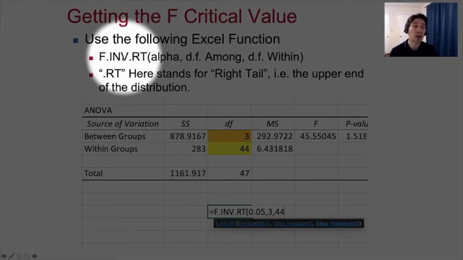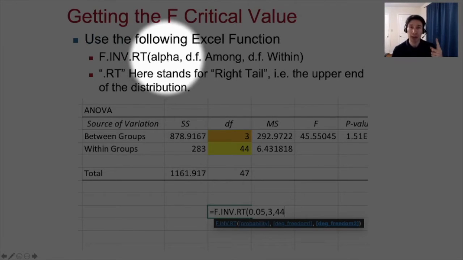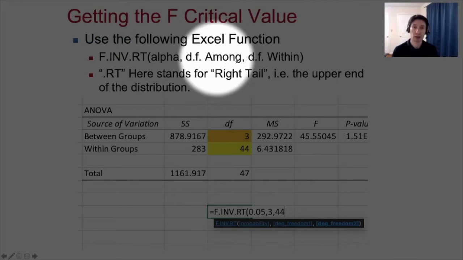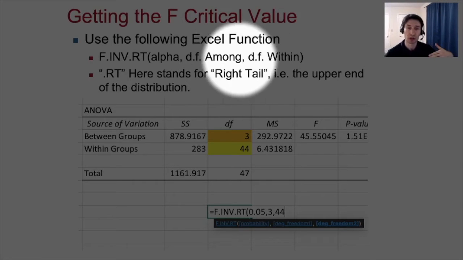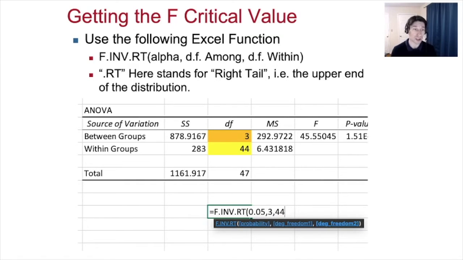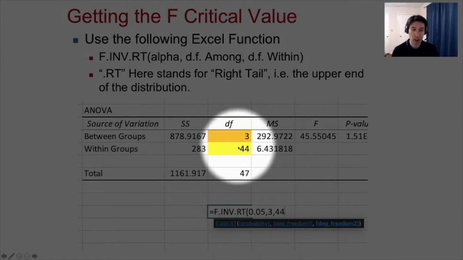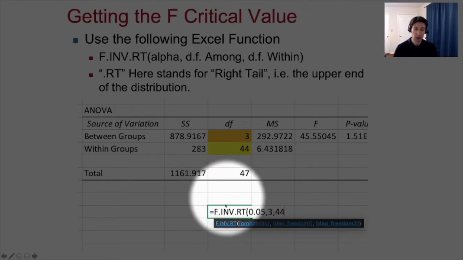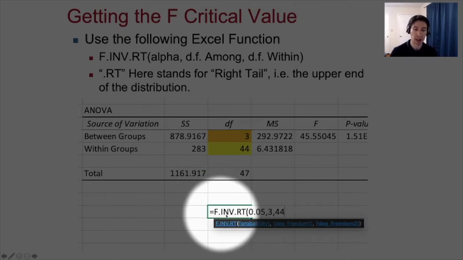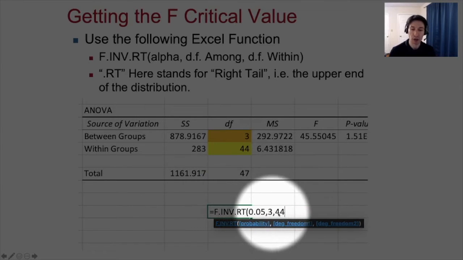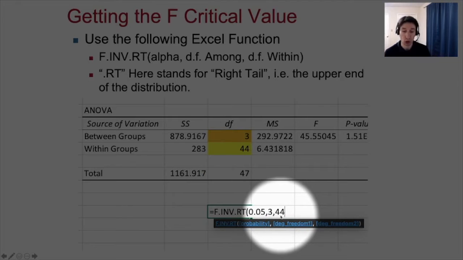Now, what are the parameters of this f.inv.rt? The alpha, the degrees among, and the degrees within. Remember, the degrees of freedom among are those of the numerator, degrees of freedom within are those of the denominator. So for instance, if you had this ANOVA output from Excel, you have your degrees of freedom here, how would you compute the critical value? You could get it from the table with the numerator degrees of freedom being 3 and the denominator degrees of freedom being 44, or you can just plug it into this function f.inv.rt(0.05, 3, 44), and it would give you your critical value.